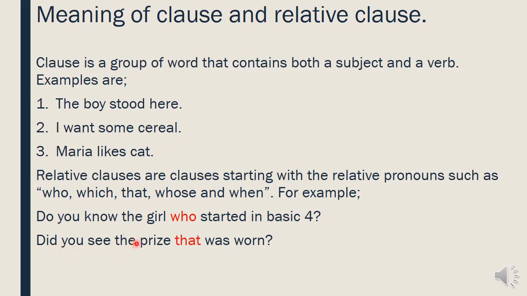Did you see the prize that was won? The prize could come as what? A gift, a parcel, a reward, an award for doing something good, doing something spectacular. So now that, you see how we use it in sentences. These are examples of relative clauses. So now let's look at our main topic.